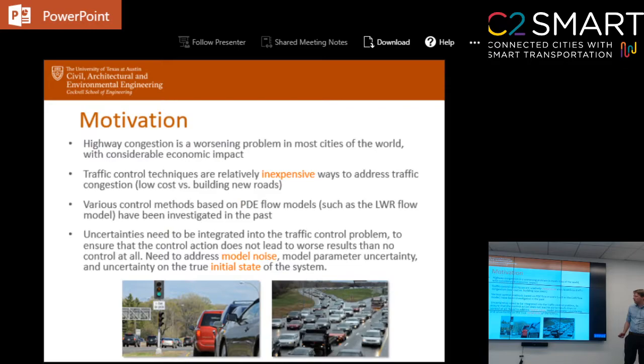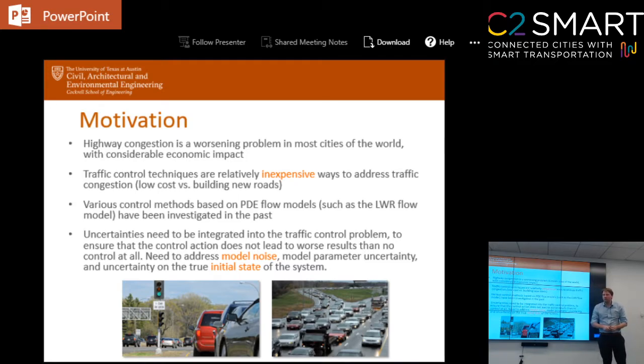So we are interested more generally in control and estimation in our group. We are interested also in PDE systems, so distributed parameter systems or network systems. And the idea for this work here is that we have quite a bit of congestion. So congestion is an increasing issue in the world. Most people now concentrate in larger cities, and therefore we have more and more congestion that appears.